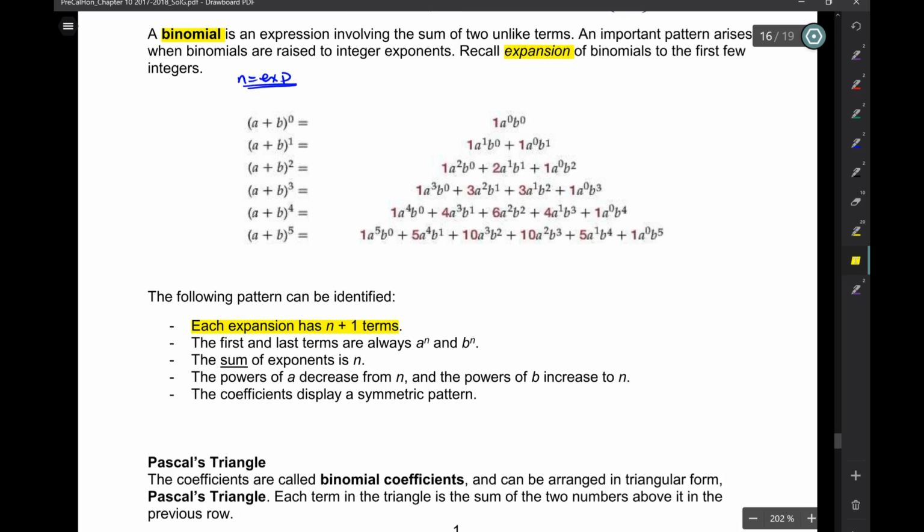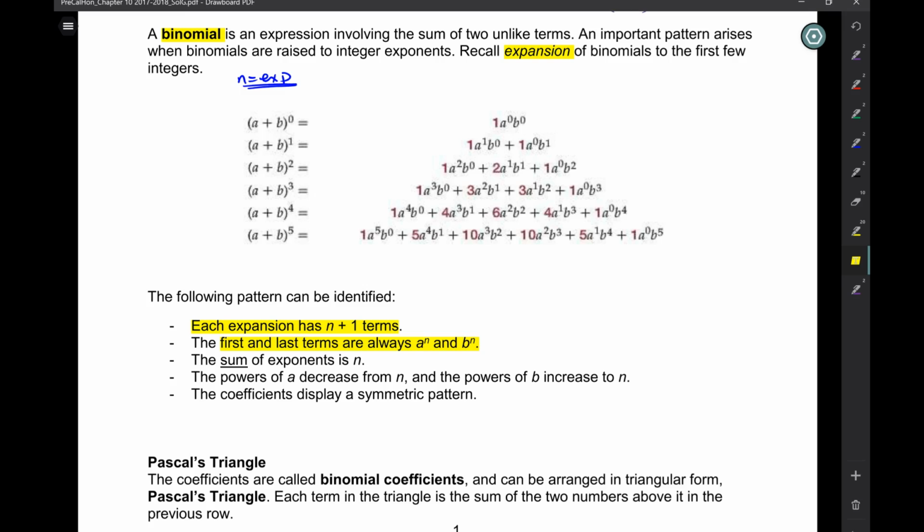All right? Okay. Let's take a look at the first and the last term always. So look at this one. The first term, when you simplify it, it's a to the 1. The last term, b to the 1. Here, a to the 3, b to the 3. The very last one, what do you get? a to the 5, b to the 5. So the first and the last are always the first term to n, the second term to n, right? So that's what the first and last terms are, always a to the n, b to the n.